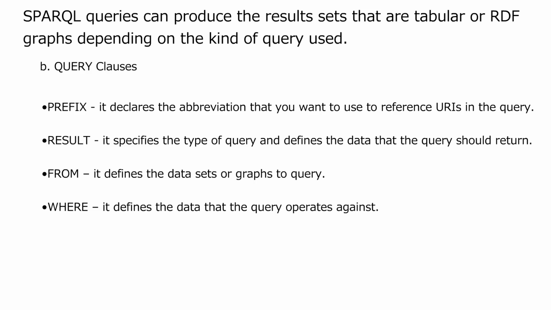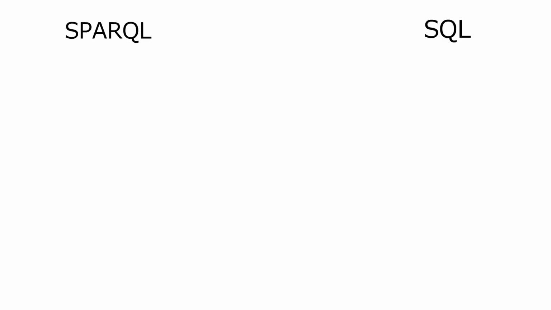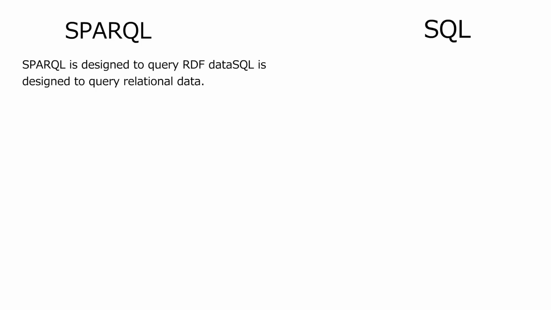Result: it specifies the type of query and defines the data that the query should return. From: it defines the data sets or graphs to query. Where: it defines the data that the query operates against. What is the difference between SPARQL and SQL?